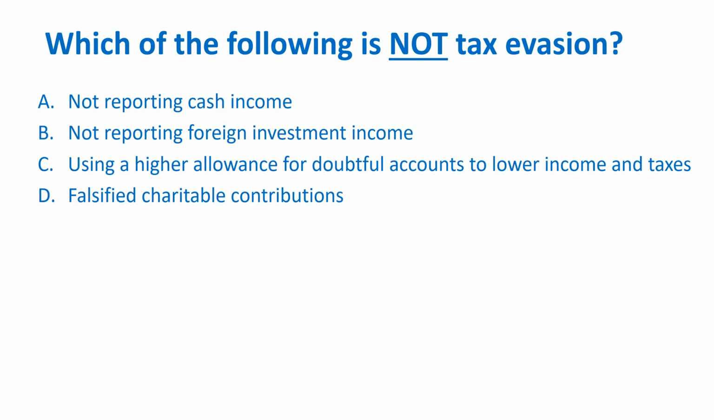The correct answer is C, because not reporting cash income is tax evasion. Not reporting foreign investment income is tax evasion. Falsified charitable contributions: by this, you are lowering your taxable income. That's tax evasion too. But this one is tax avoidance. Sometimes it could be unethical, but that's not tax evasion. It's tax planning.